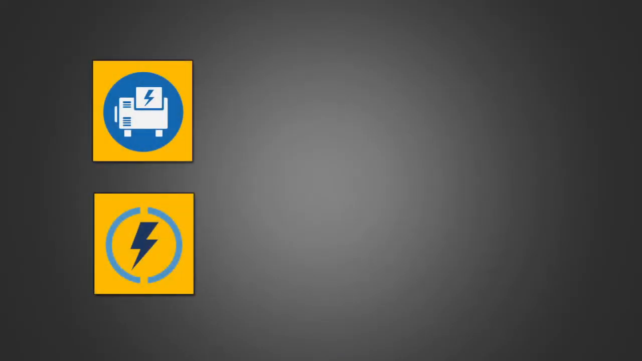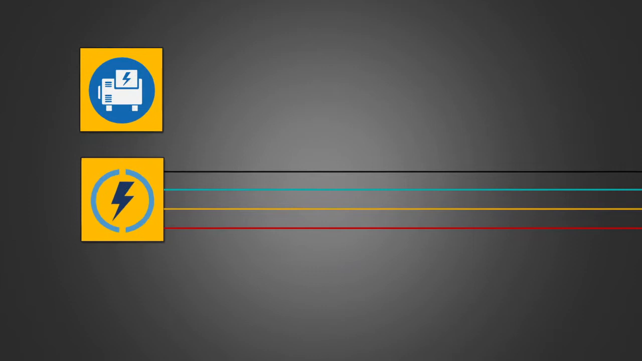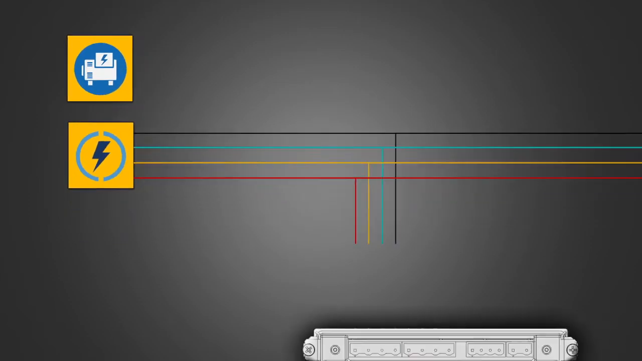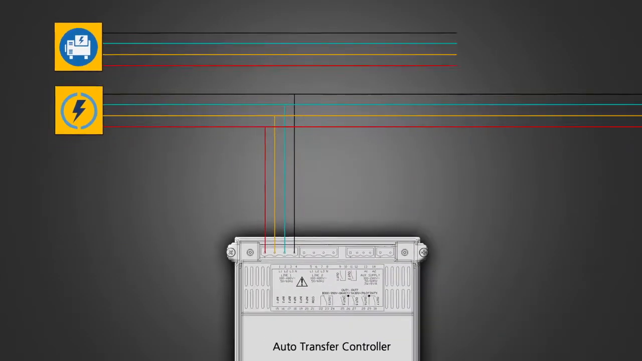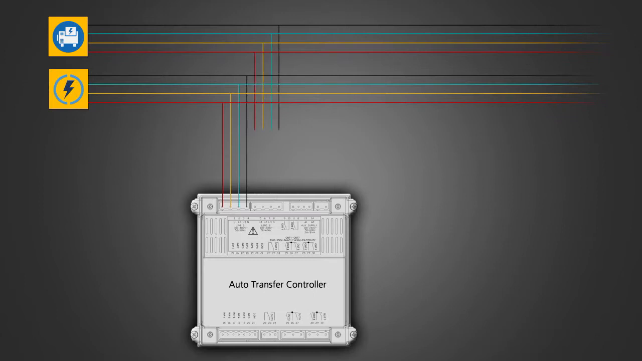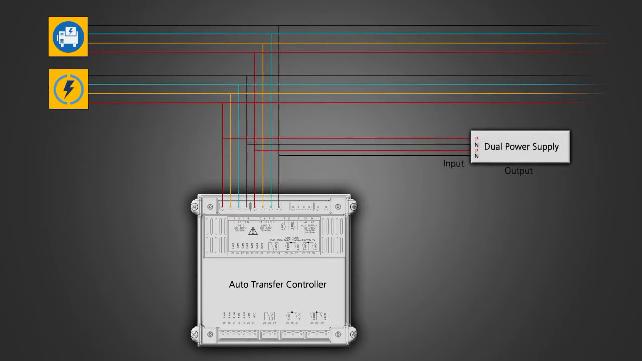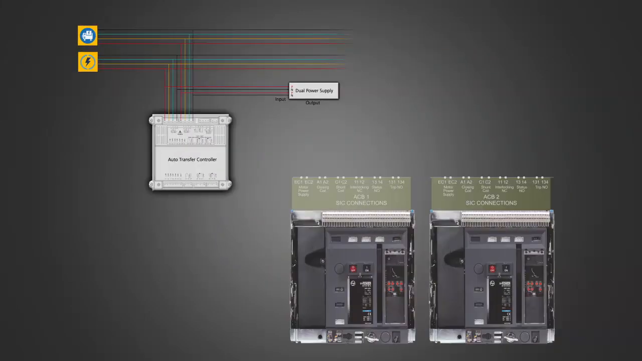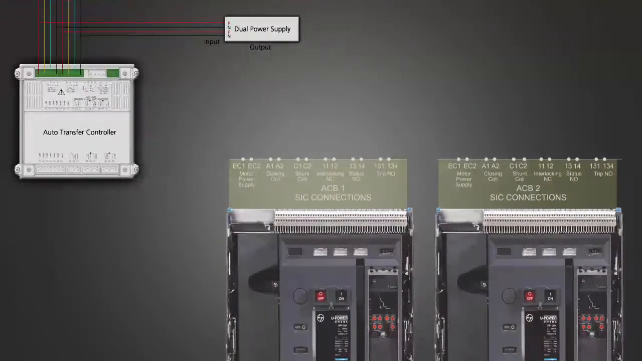These are the two power supply sources. Line 1 is coming from utility and is also the priority line. Line 2 is the backup supply coming from the generator. A dual power supply is used for auxiliary supply connection of ATC and the ACBs. This is the power connection of the controller.